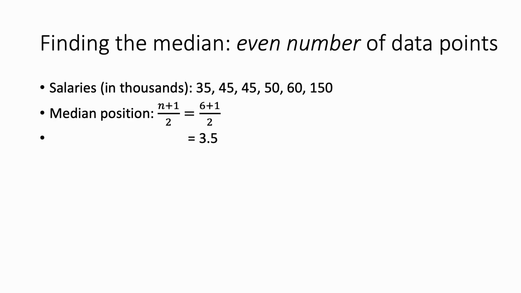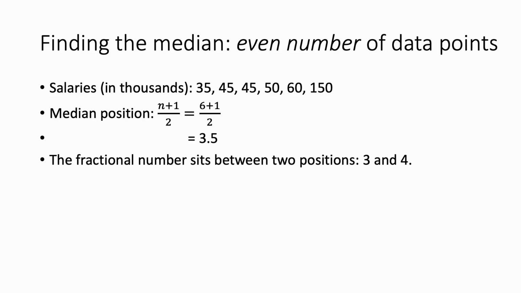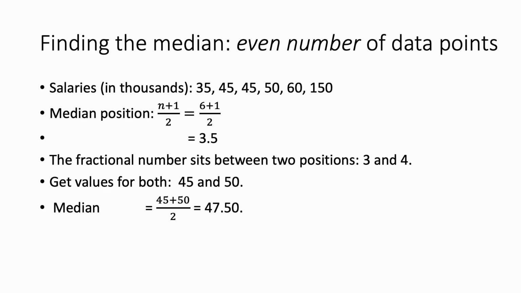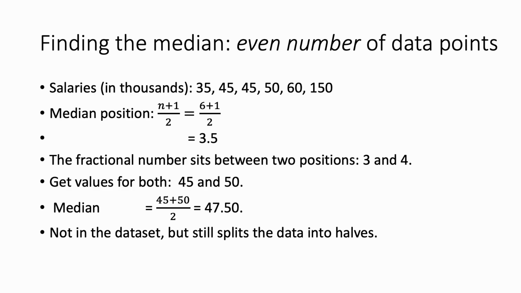Well, here's an idea. Use them both. So we get the 3rd and the 4th values out, which are 45 and 50. But now what? 2 median values? No. The median is the average of these 2 values instead. So that means we add the 2 values and divide the result by 2. And so the median turns out to be 47.5. Now notice this median value of 47.5 does not even belong in the original data. Yet it serves the purpose of the median.